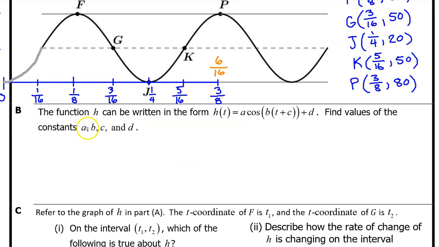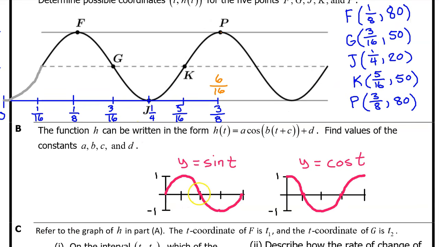Part B. The function h can be written in the form h of t equals a times the cosine of (b times t plus c) plus d. Find the values of constants a, b, c, and d. You need to memorize what the graphs of these two parent functions look like, y equals sine t and y equals cosine t. In this case, h of t is an image of cosine t after 4 transformations.